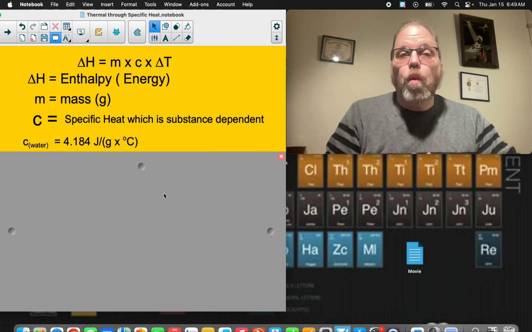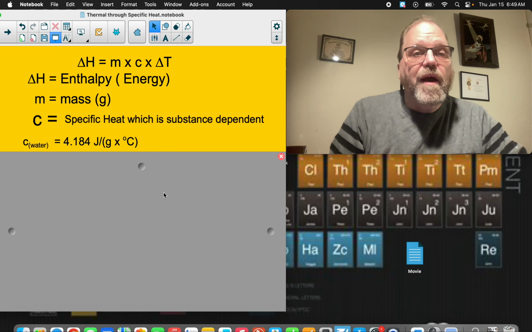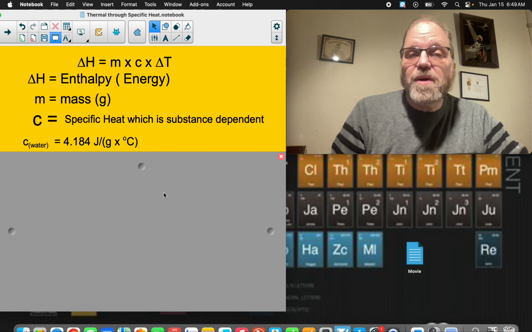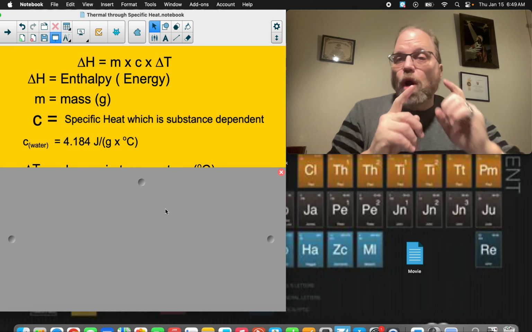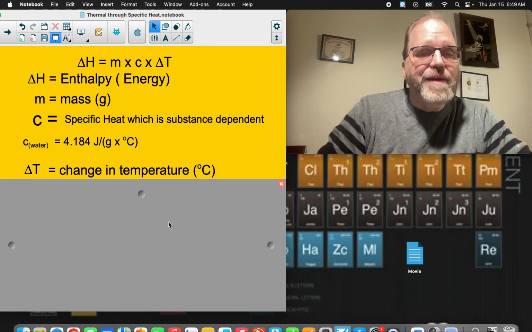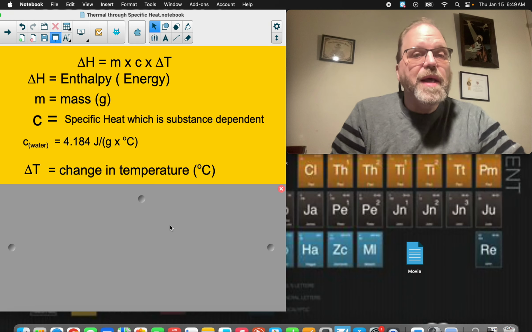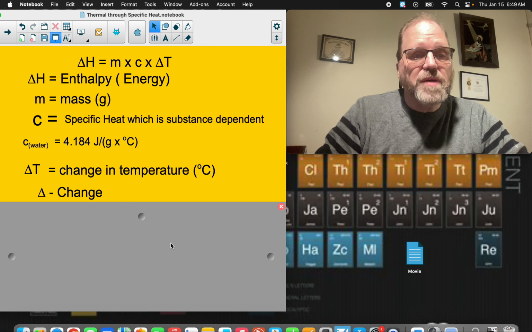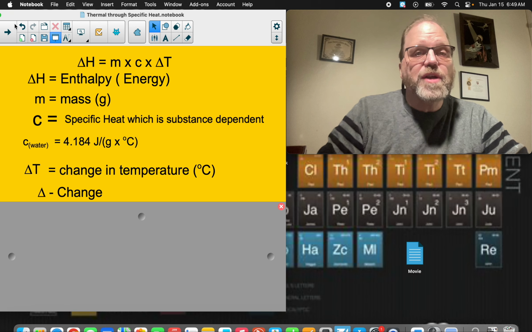The value for water, which we're going to use most often, is 4.184 joules per gram degree Celsius. The units are always joules per gram degree Celsius for specific heat. And delta T is always the change in temperature expressed in degrees Celsius, and delta, of course, means change.